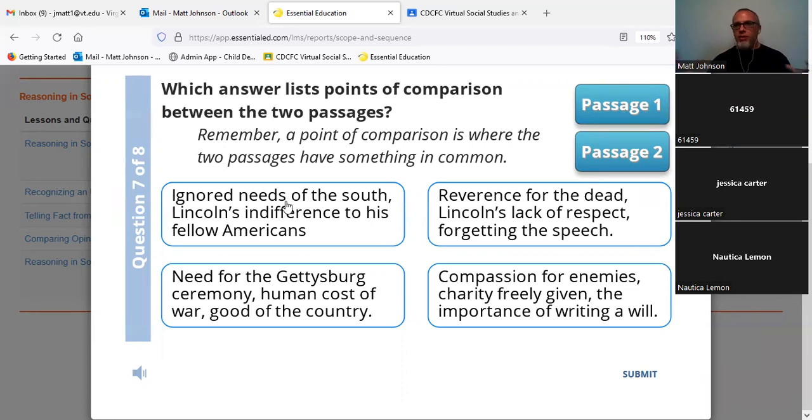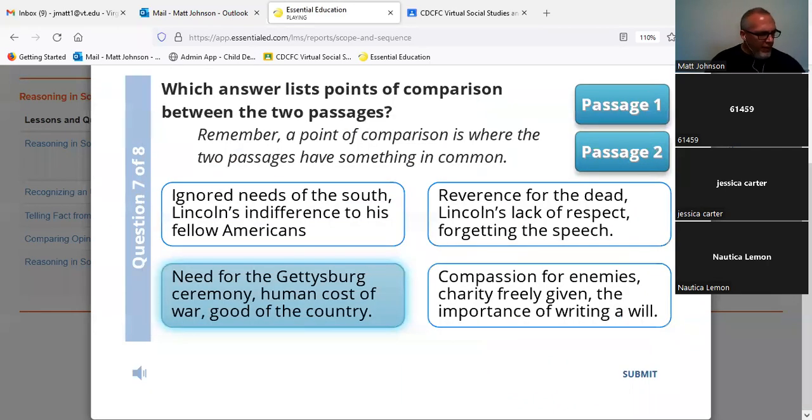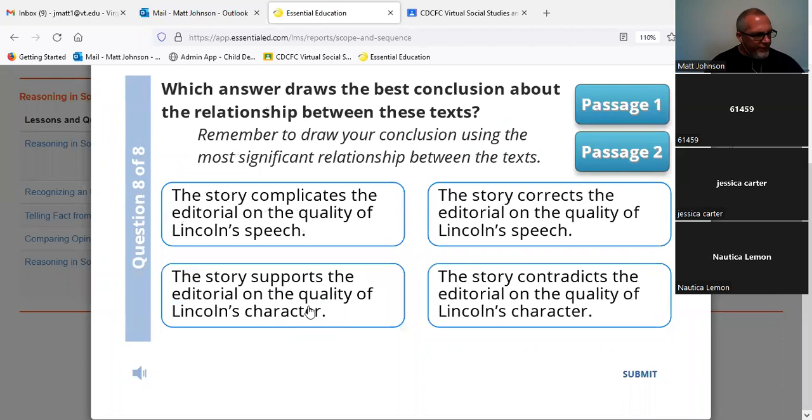So, obviously you can compare any two documents that are dealing with the same subject, and they're going to have different points that they are making and different points of comparison. So here: need for the Gettysburg ceremony, human cost of war, and the good of the country. And then finally, which answer draws the best conclusion between these two texts?